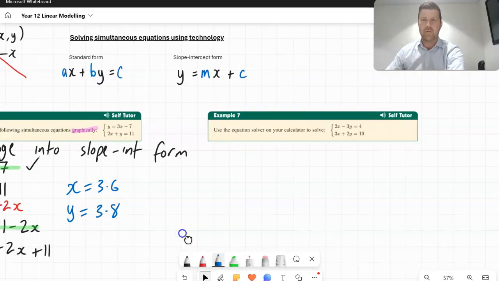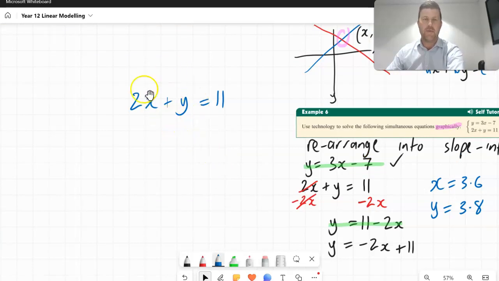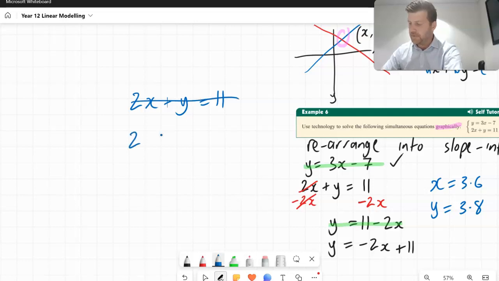Before I show you this second method of using the equation solver on the graphics calculator, I'm just going to quickly run through a little bit more complex question that might pop up. So let's get rid of that and write in, for example, 2x take 5y equals, I don't know, 20.